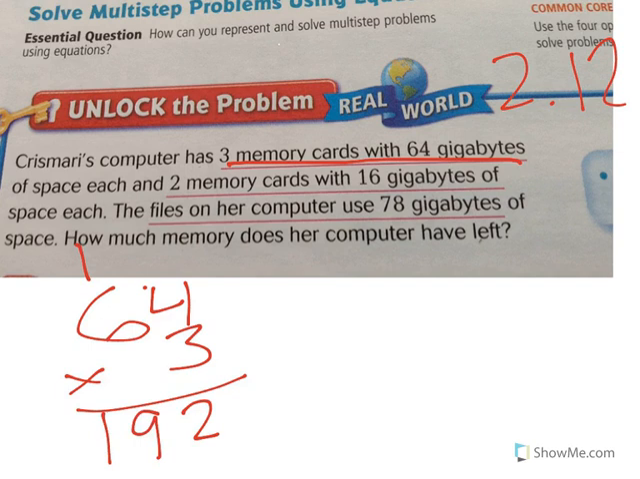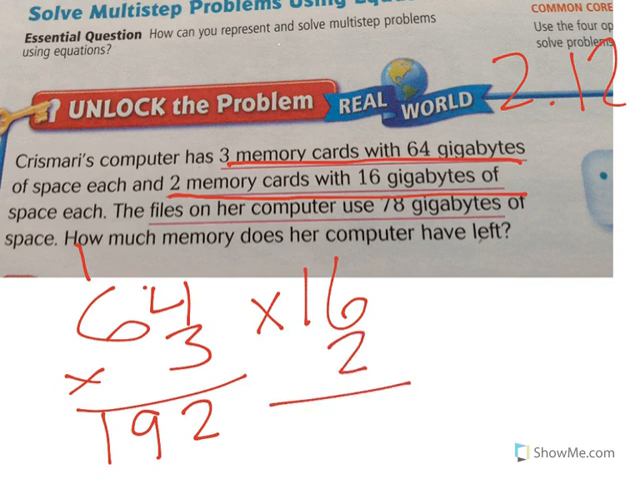Now this next one, you have 2 other memory cards with 16 gigabytes. So let's figure out that. 16 times 2. So 6 times 2 is? Good, 12. We carry, we get 1 times 2 is 2, plus 1 is 3.